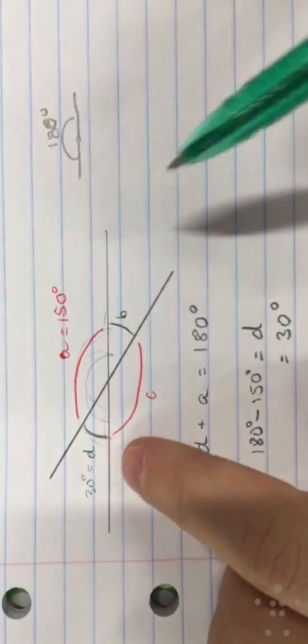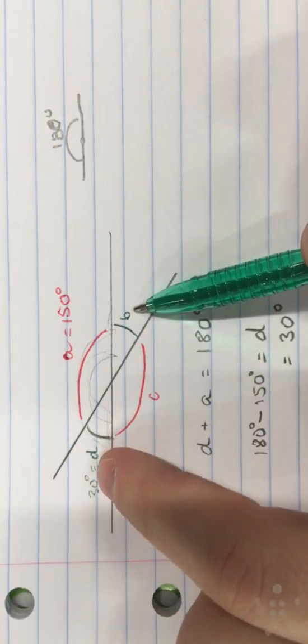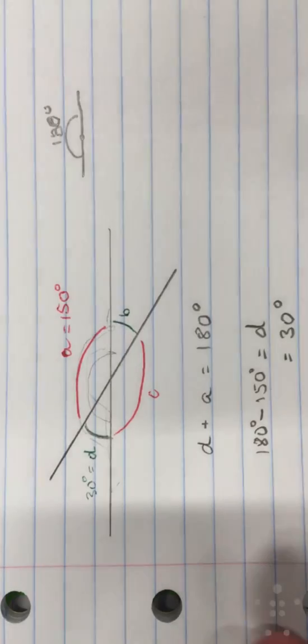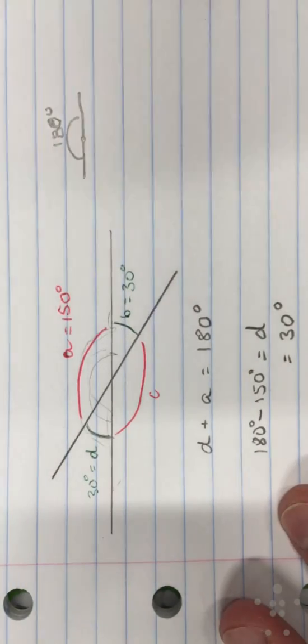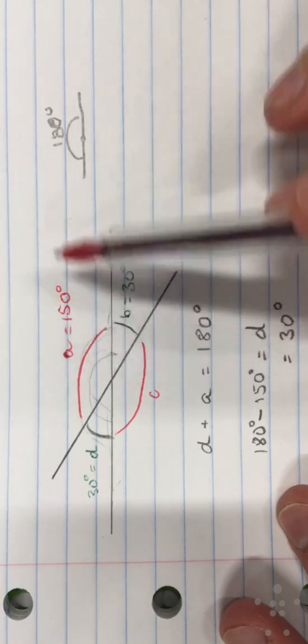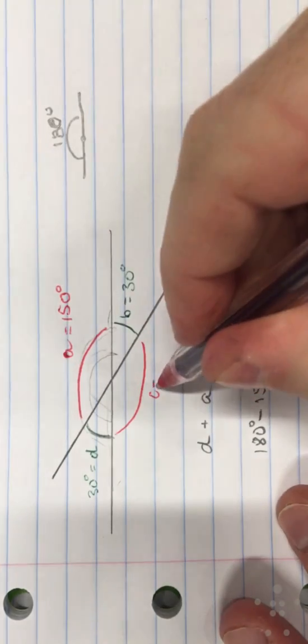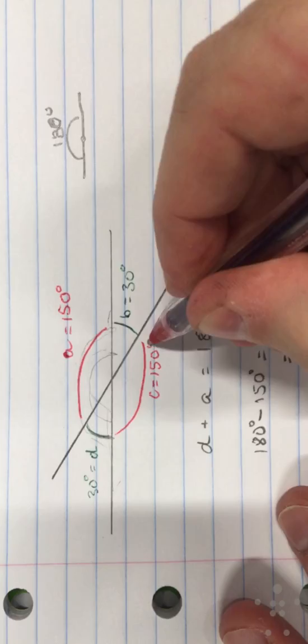Now, if we know that opposite angles are always the same, we know that D is the same as B. So we now know that B is 30 degrees. And we also know that A is 150 degrees, the opposite angle is going to be the same, so C is also going to be 150 degrees.